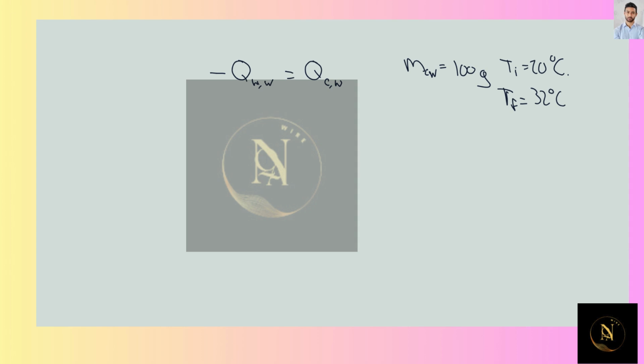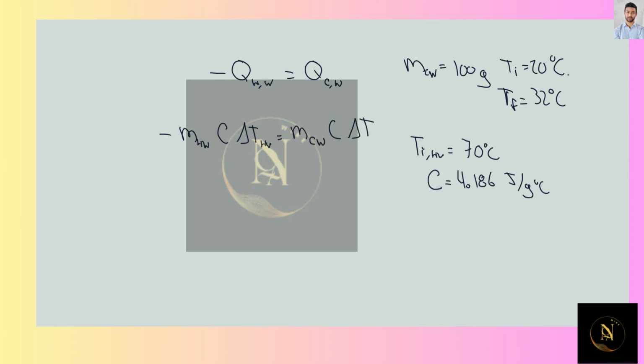On the other hand, we know that for the hot water, the initial temperature is equal to 70 degrees Celsius, and we don't know what the mass is. Other relevant information is that the heat capacity is equal to 4.586 joules per gram degrees Celsius. So what we're going to get here is that minus the heat of the hot water, which corresponds to mass of hot water times heat capacity times delta T for hot water, is going to be equal to the mass of cold water times heat capacity times delta T for cold water. We're going to calculate both quantities.